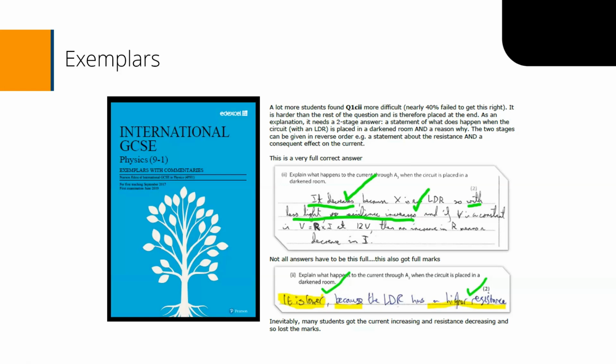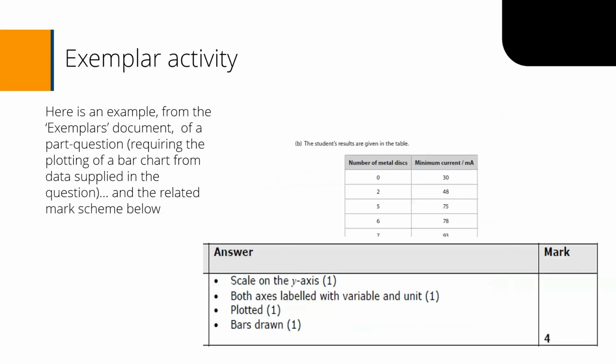As you can see from this snapshot, the exemplars include one or more examples of students' attempts at a question, with the examiner's mark awarded and commentary on why that mark was justified. They're really, really good for getting inside the mind of the examiner, for distinguishing the features which make a good answer, and for learning how to interpret the mark scheme. Let's use one for an activity now.